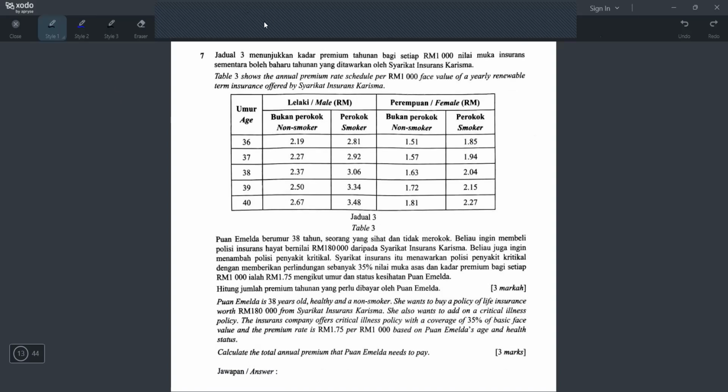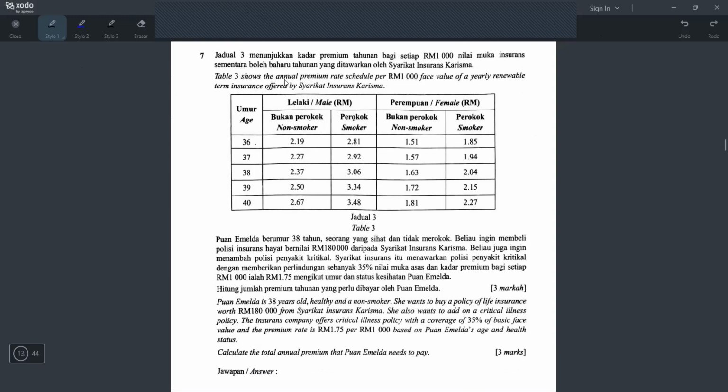Question number 7 is a life insurance question. The reason why I can tell is because I'm looking at this table, right? When you see this table, this is definitely life insurance, because these are all factors that can affect your premium of life insurance. Smoking status, age, gender, right? Now let's read the question.